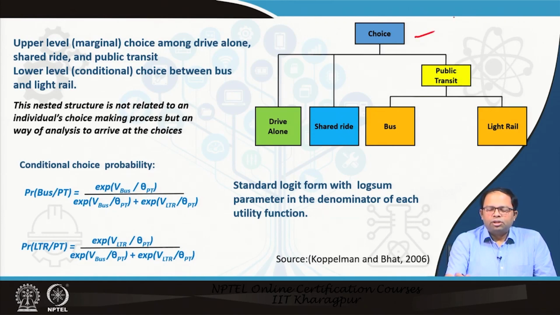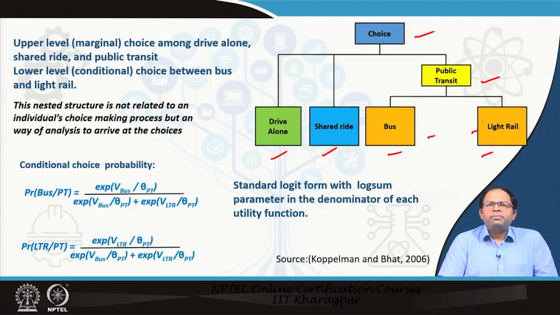We have the upper level choice, and here we have drive alone, shared ride, and then public transit, within which there is bus and light rail. So, the upper level is the choice between drive alone, shared ride and public transit, and within the public transit there are two alternatives, which are bus and light rail. We call the upper level the marginal choice among drive alone, shared ride and public transit, and the lower level we call the conditional choice, because it is conditional upon being within public transit.